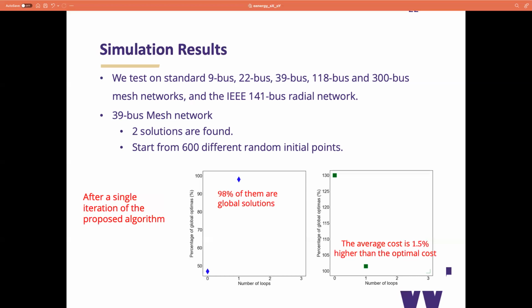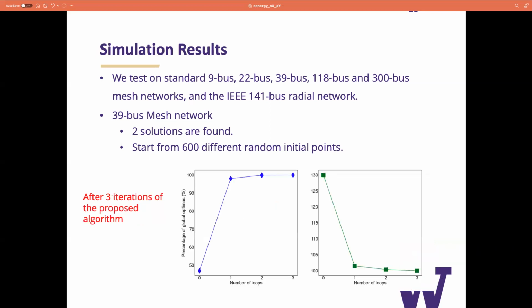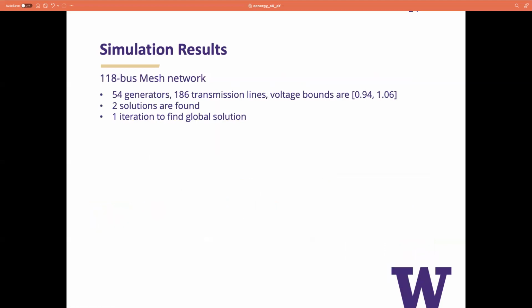After performing a single iteration of our proposed algorithm, we can make 98% of all the 600 samples get a global solution, and the average cost is decreased to 1.5% higher than the optimal solution. And after 3 iterations of our proposed algorithm, all these 600 samples get a global solution. For the 118-bus mesh network, there are also 2 solutions, and our proposed algorithm only needs 1 iteration to find the global solution.